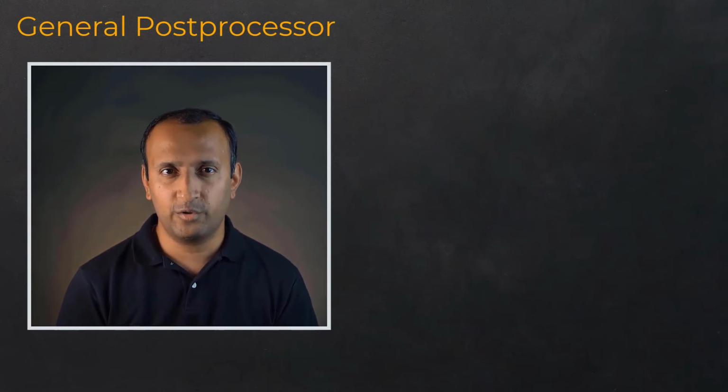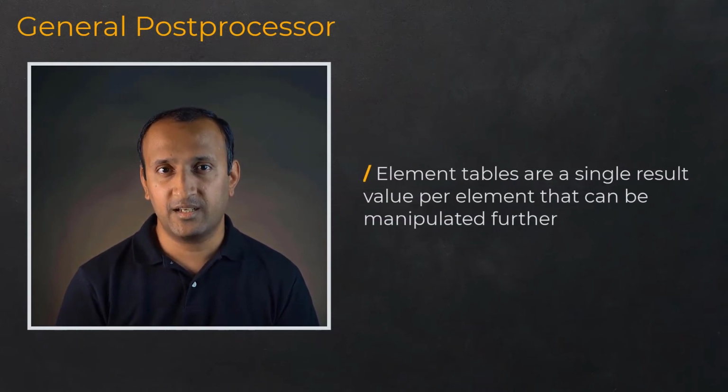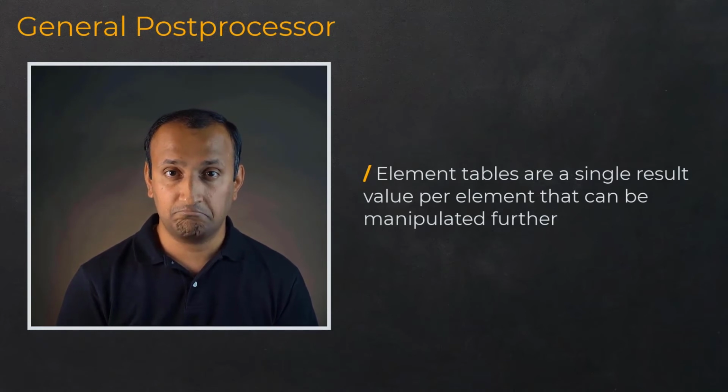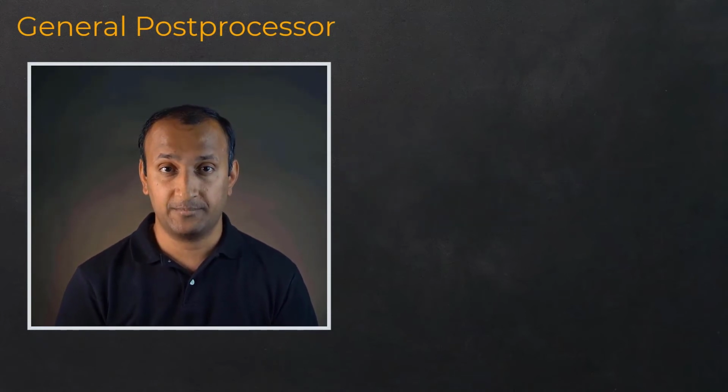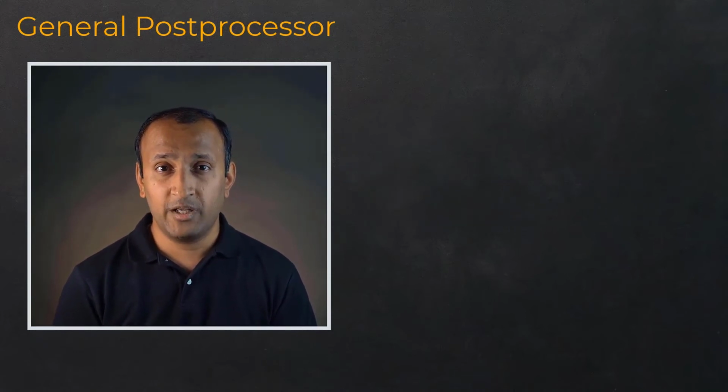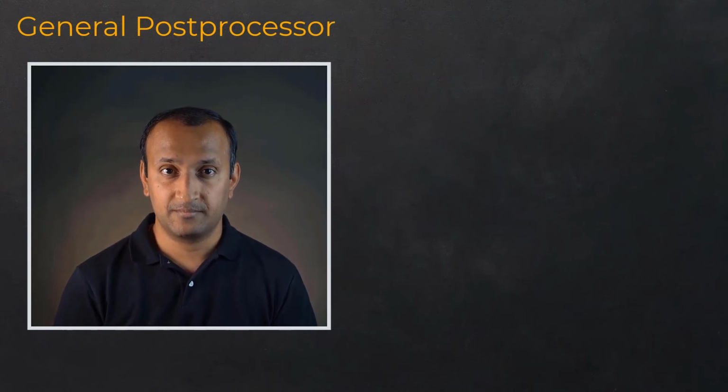In addition to contour plots, one can also use element tables that serve as a tool for performing arithmetic operations among result data. It results in a single result value per element, unlike contour plots, which showcase the variation of results within an element. Multiple result data can be combined after reading them into the element table to obtain their sum, difference, product, or quotient. Some of the commonly used commands are these.